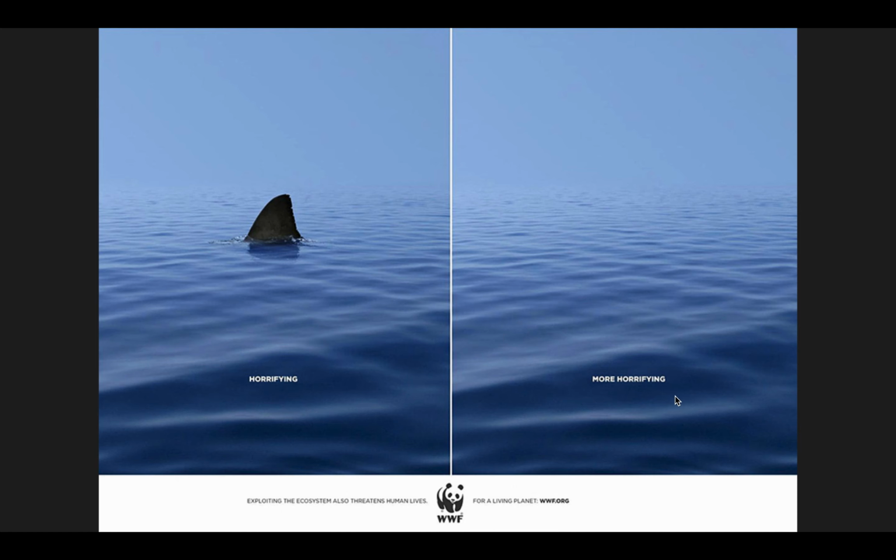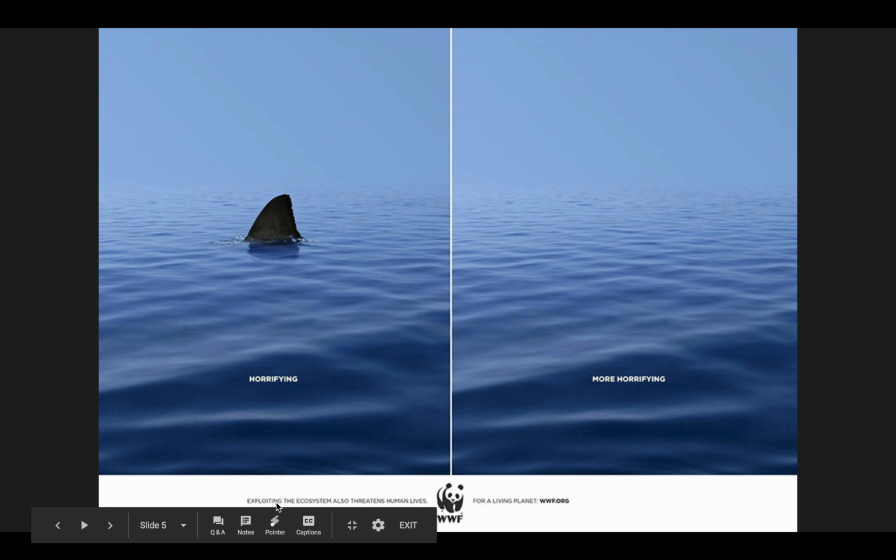More horrifying. Whoa, so even more horrifying as a shark is no sharks. You might think to yourself, wait, what's that about? So then your eye goes down here and it says, exploiting the ecosystem also threatens human lives. And it has this WWF organization. It says for a living planet.